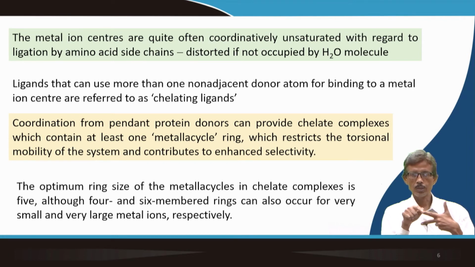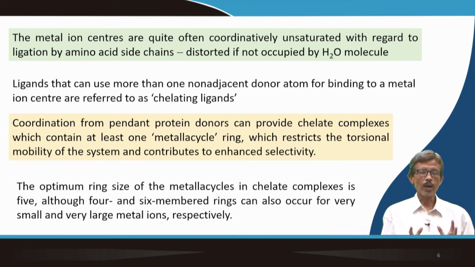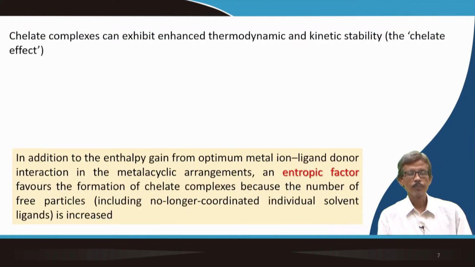So, C, S and another S and the metal ion. So, 4-, 5- and 6-membered rings are all there. Some are small, the bite angle can be small, and you need a bigger metal ion, and sometimes the bite angle is bigger, and you need a smaller metal ion for the coordination.